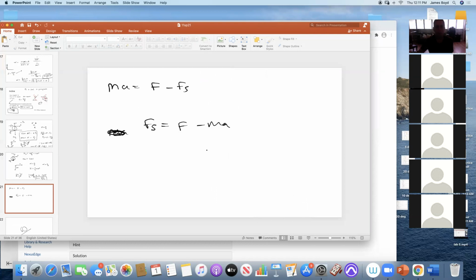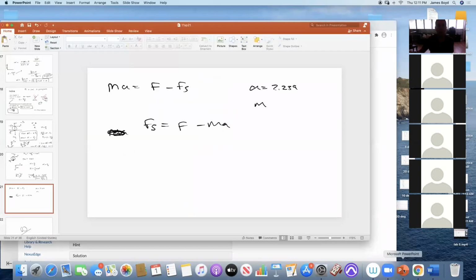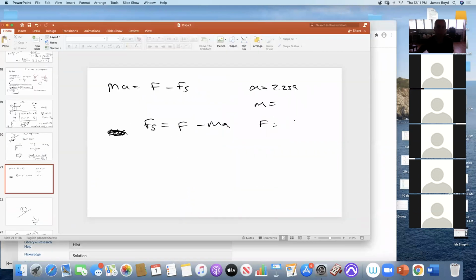Now A was 2.2923, right? And our M was 11.4. And I'm sorry, our F was 19.6. Now, look at this. Fs is 19.6 minus 11.4 times 2.2923. You can already see that Fs is going to be negative. What does that mean? Well, let's just do it really fast.